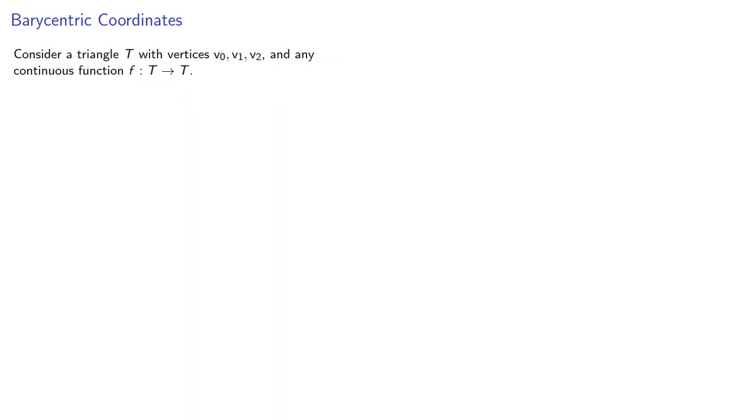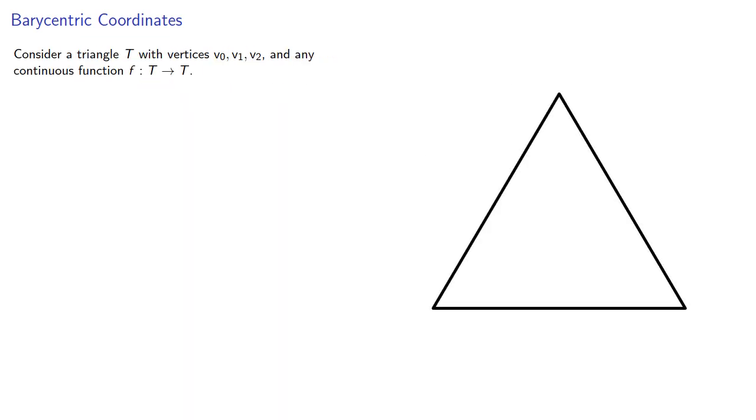So now let's consider any triangle T with vertices v0, v1, v2, and any continuous function f from T to T. And it's worth pointing out that we make no other assumptions on what type of function f is. It doesn't have to be differentiable, it doesn't have to be onto, it doesn't have to be one-to-one. It just has to be continuous.